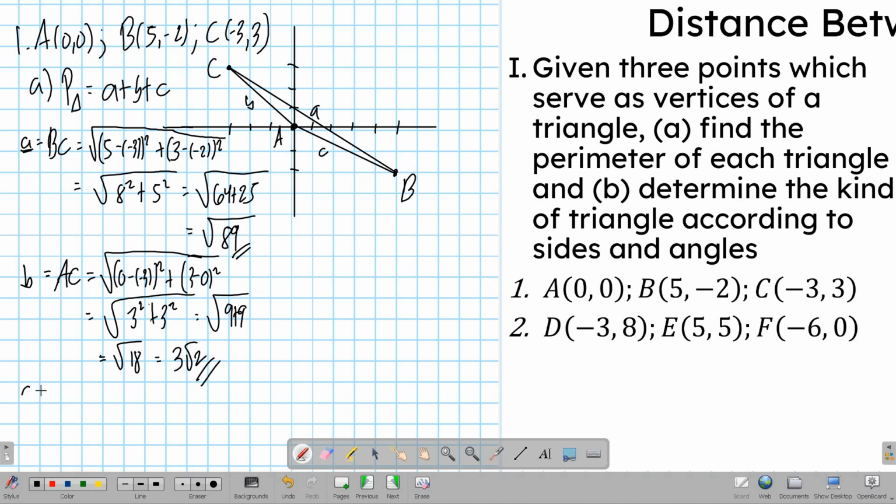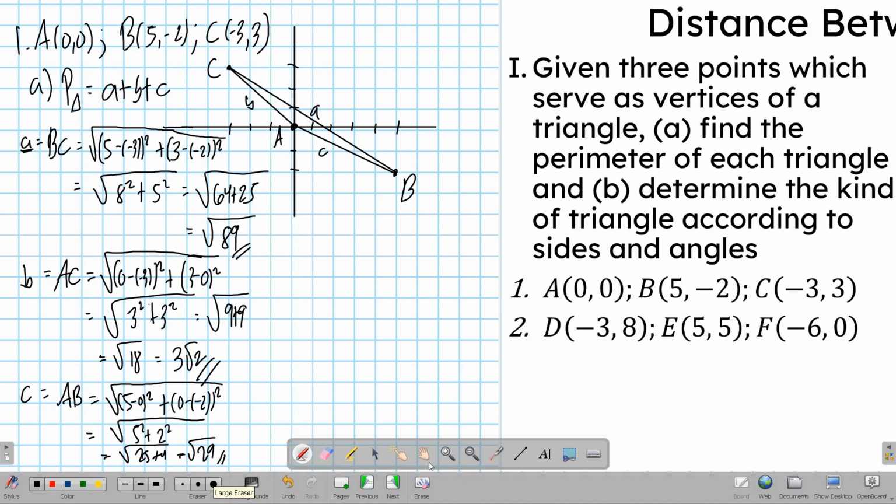Finally, we have side C, which is actually side AB. And again, kung titingnan natin ang AB, walang magkapareha, so they're neither horizontal nor vertical. Therefore, we can just use the distance formula. We're going to have 5 minus 0 squared for the abscissas plus 0 minus negative 2 squared for the ordinates. So we're going to have the square root of 5 squared plus 2 squared here. And this becomes the square root of 25 plus 4, which is equal to the square root of 29. At yan na yung simplest form.